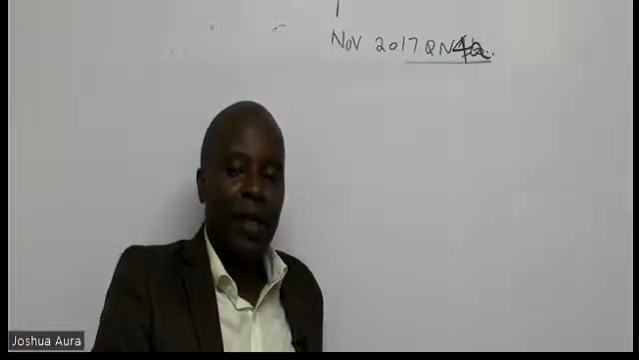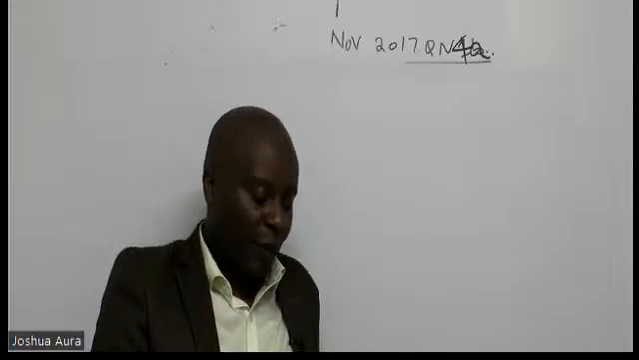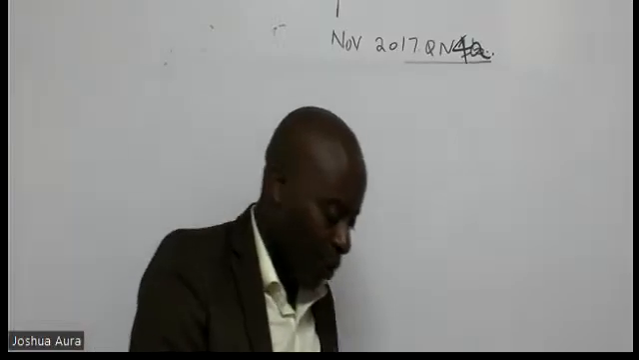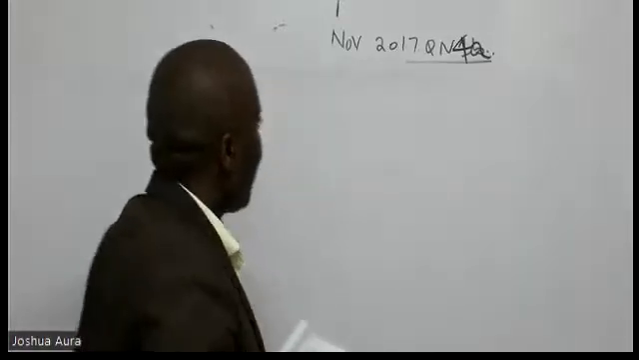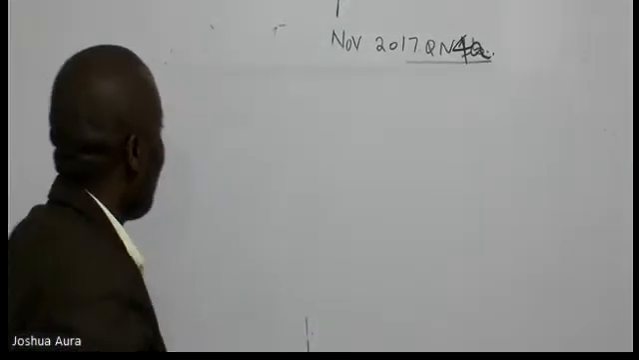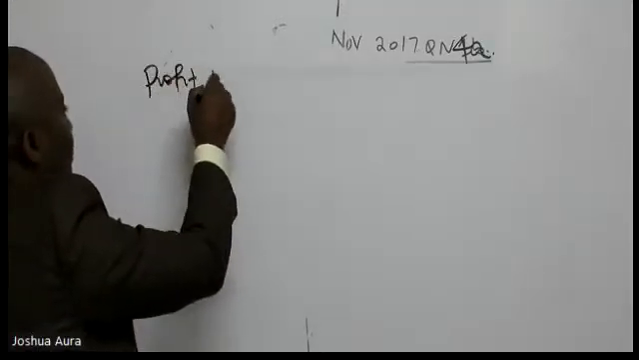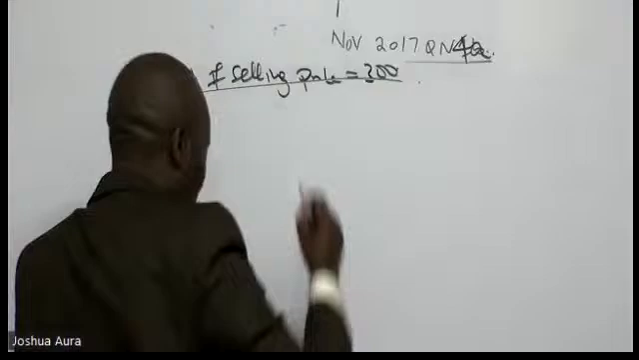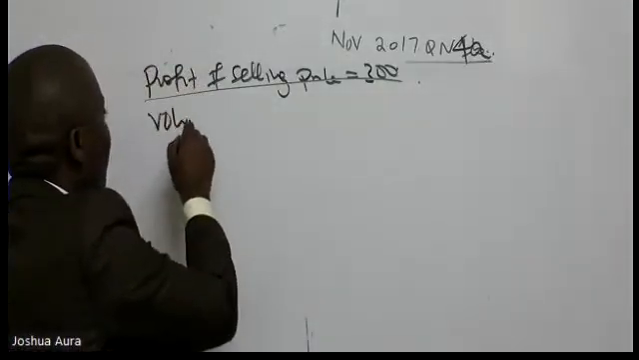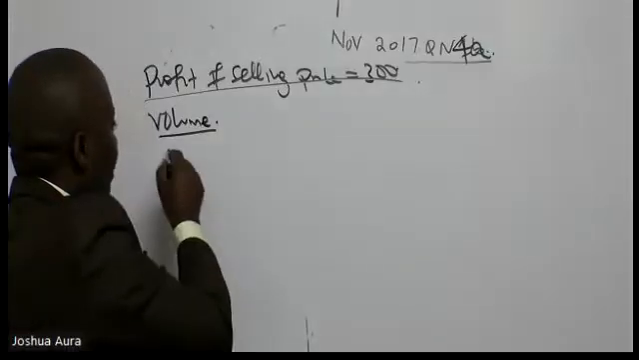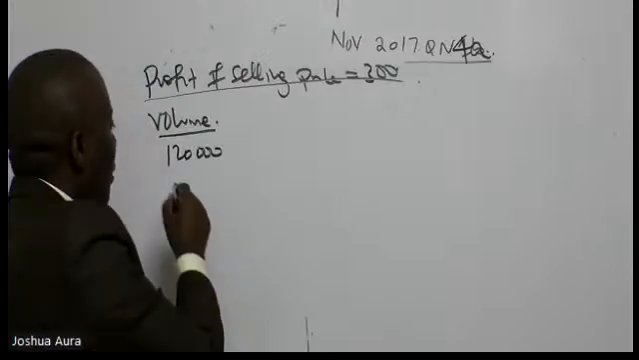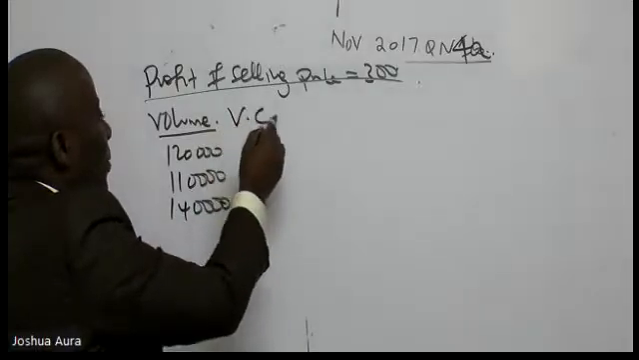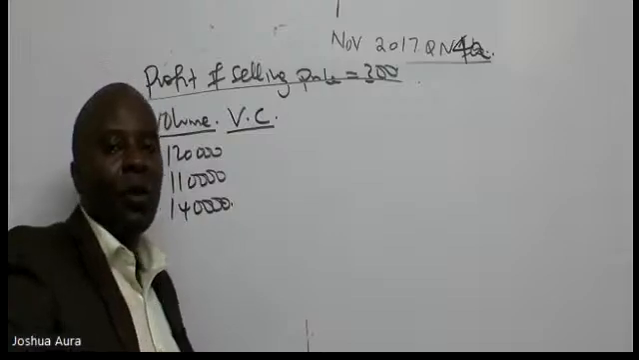This is a very fair examiner. What many students were not able to analyze very well is this variable cost, which is fluctuating depending on the units that are being produced. So I would want us to look at, if the selling price is 300, what will be the profit we shall make? So profit, if selling price equals 300, 3 possibilities here of volume. So volume could either be 120,000, 110,000, 140,000. So create a column here of variable cost because it is the only technical thing that we have.